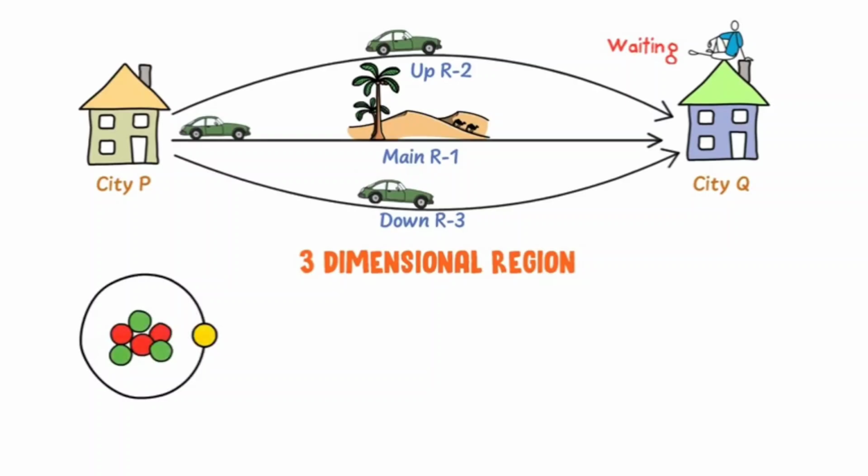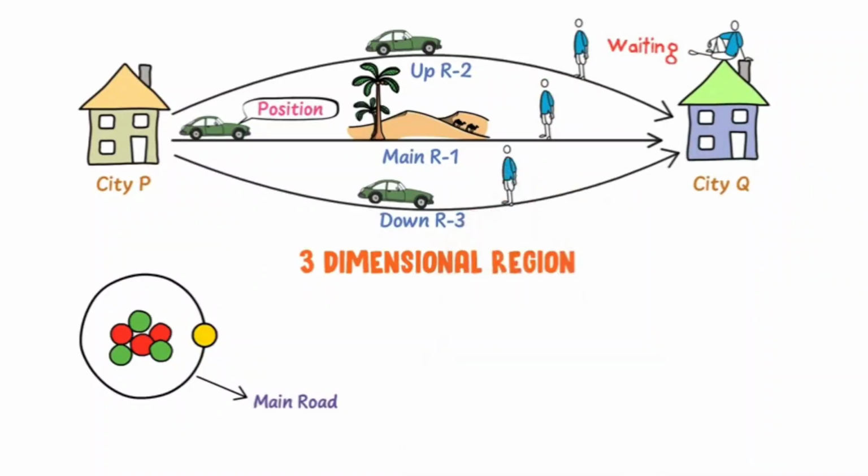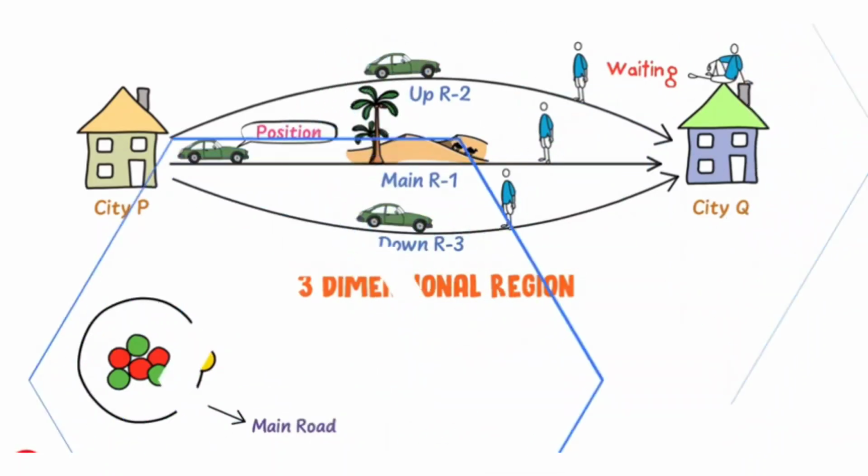Similarly, consider an atom. We have learned in the previous slide that electrons revolve around the nucleus. The fixed circular path, which I call the orbit, is the main road. Now listen carefully. If you want to find the location or position of the car between city P and city Q, you will search for the car on road 1 or road 2 or on road 3. Which means that the car is present in this three-dimensional region or space.